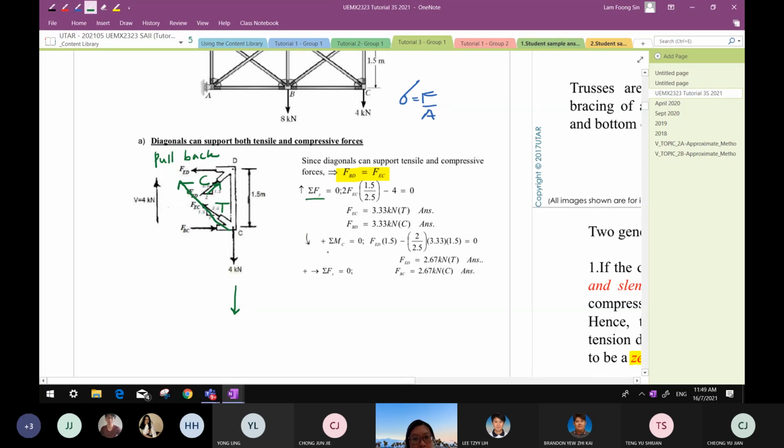Sum up all the forces in Y, and then you can take moment because it's a rigid body. Because you have two unknowns, you can then do summation Fx equals zero.